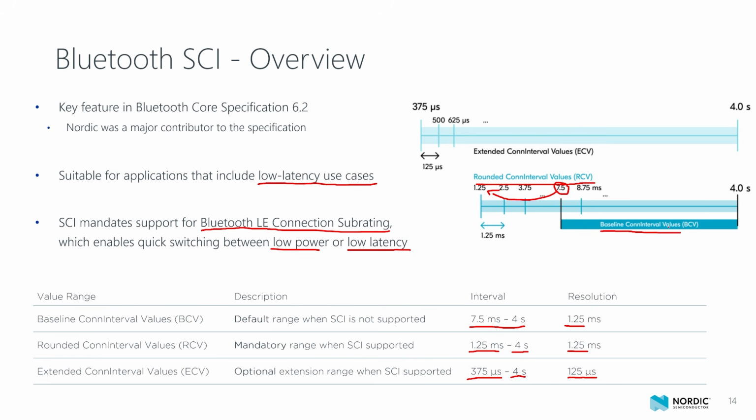So first we have BCV, the default, standard connection interval values prior to 6.2. Then you have rounded con interval values, or RCV, that brings the lower limit from 7.5 to 1.25 while keeping the same resolution. And then you have the extended con interval values that bring both the minimum from 1.25 milliseconds to 375 microseconds, as well as the resolution tenfold. So basically from 1.25 milliseconds to 125 microseconds.